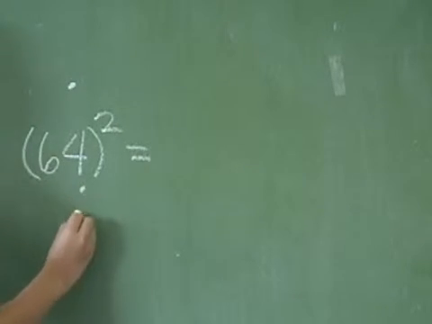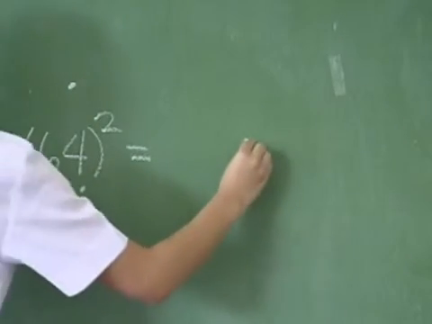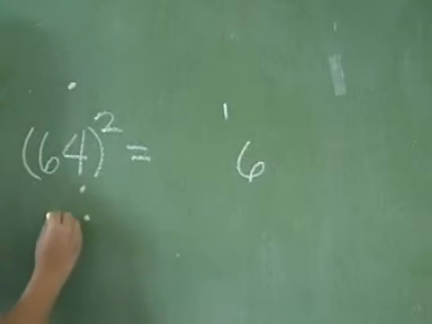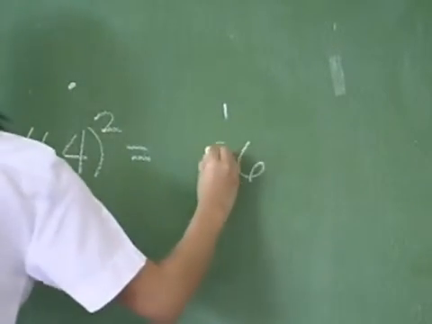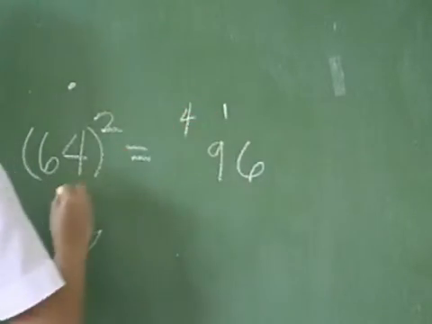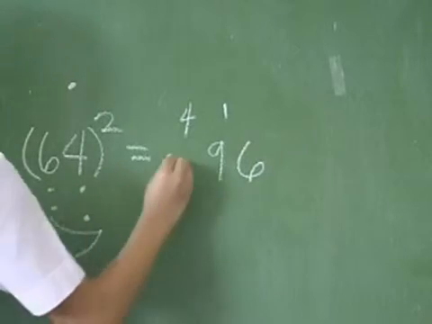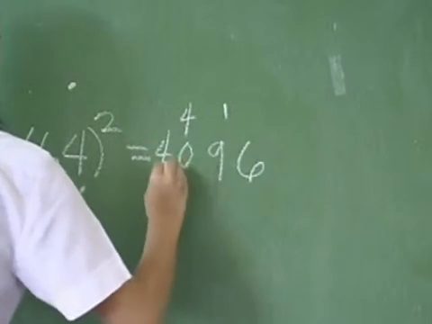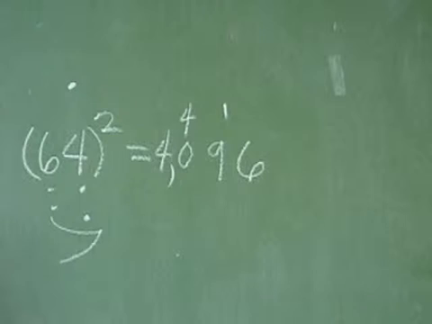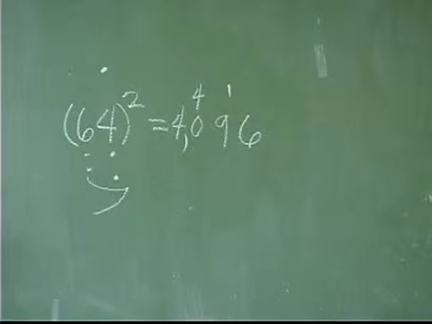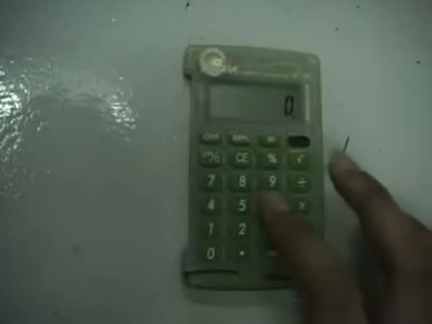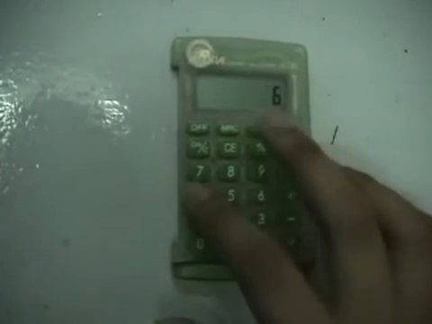4 times 4 is equal to 16. Carry 1. 6 times 4 times 2 plus the 1 we carried is equal to 49. Carry 4. 6 times 6 is equal to 36 plus the 4 we carried is equal to 40. 64 squared is equal to 4,096. Let's verify our answers using a calculator.